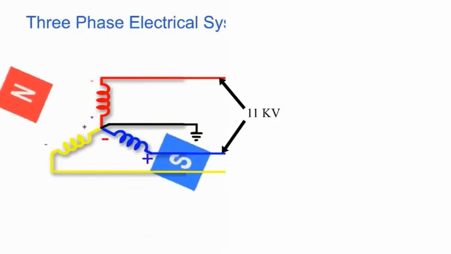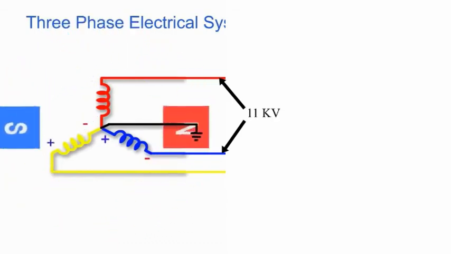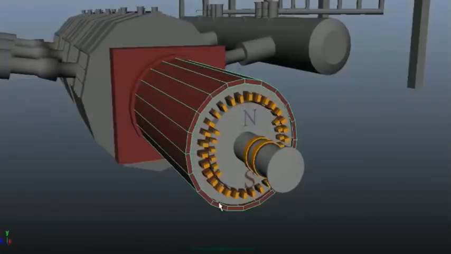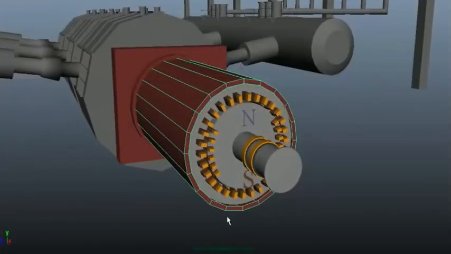Now the potential difference between these two conductors is 11 kilovolt. It could be from 0.6 kilovolt to 33 kilovolt, but as a common standard which is followed all over the world, it is 11 kilovolt or 25 kilovolt.